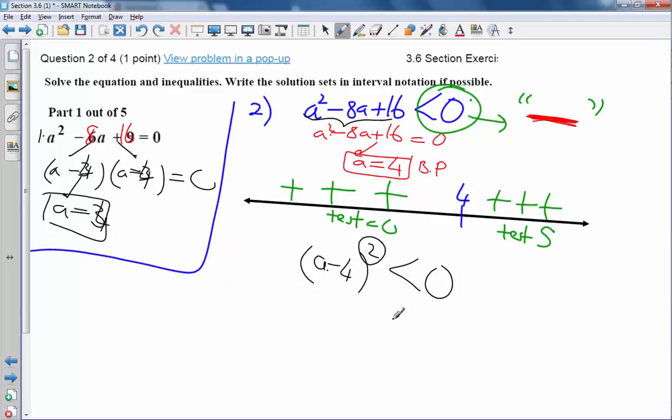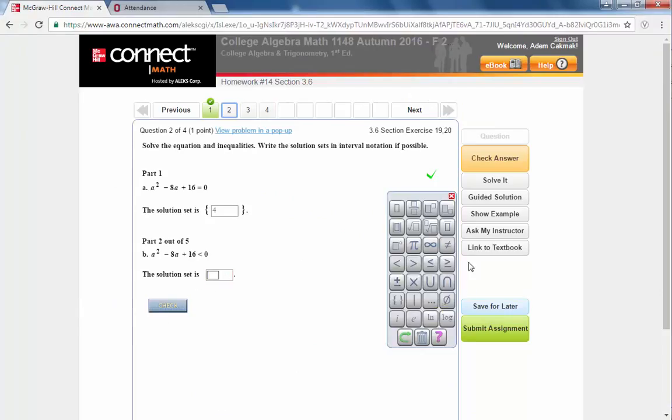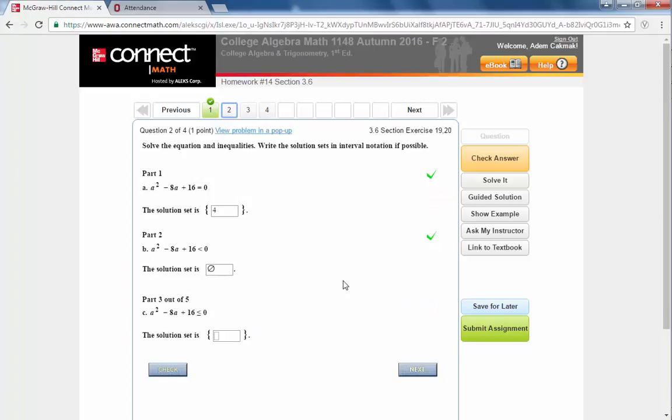This is just a side way, okay? So I see that this is positive all the time, never becomes negative, so no solution, or empty set, is the answer here. How do we say empty here? Okay? Next.